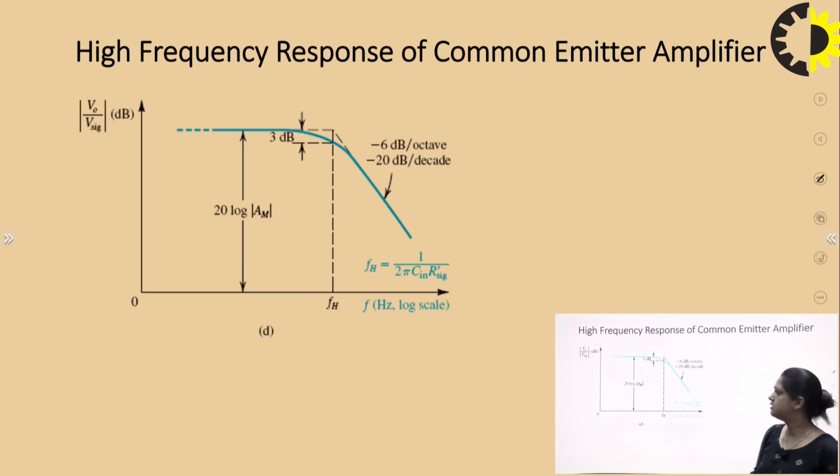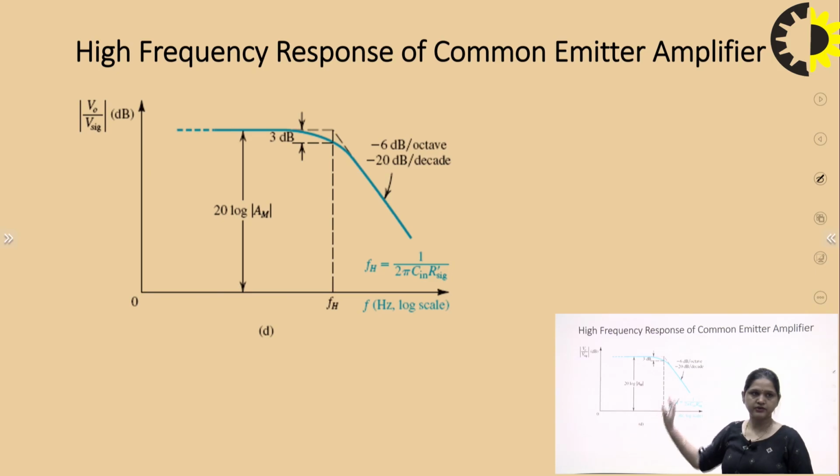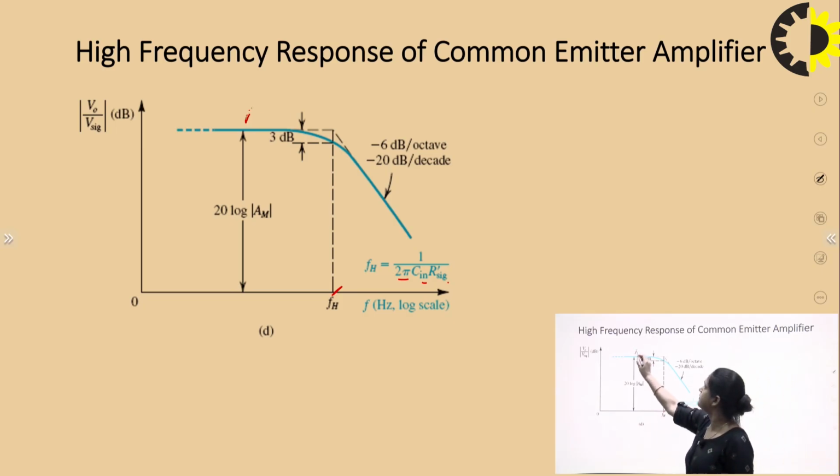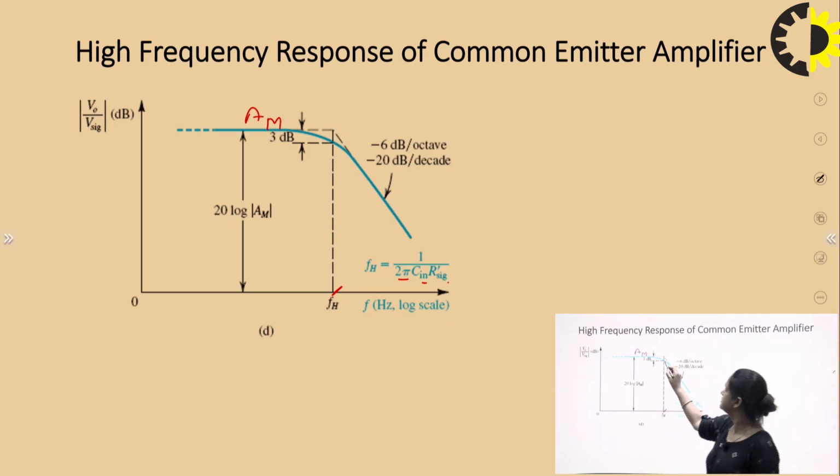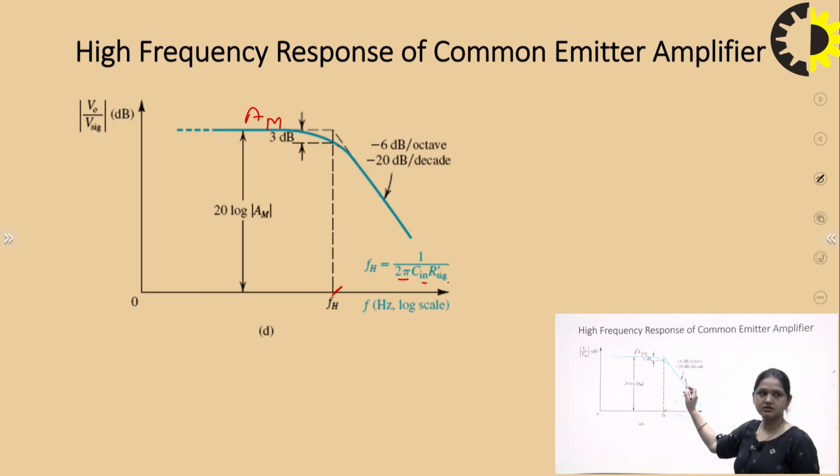So now we can draw the frequency response, because we have calculated this value of fH. This fH equals 1 upon 2 pi C in R signal dash, and this is also known as the 3 dB frequency, or 3 dB point. This is the AM. At this frequency, the gain is reduced by 3 dB, and after that, because it is a single time constant circuit, or you can say a first order circuit, the gain roll-off rate is 20 dB per decade.